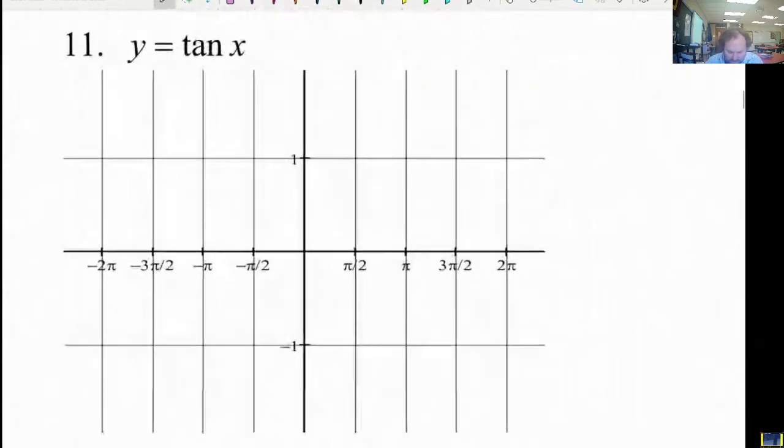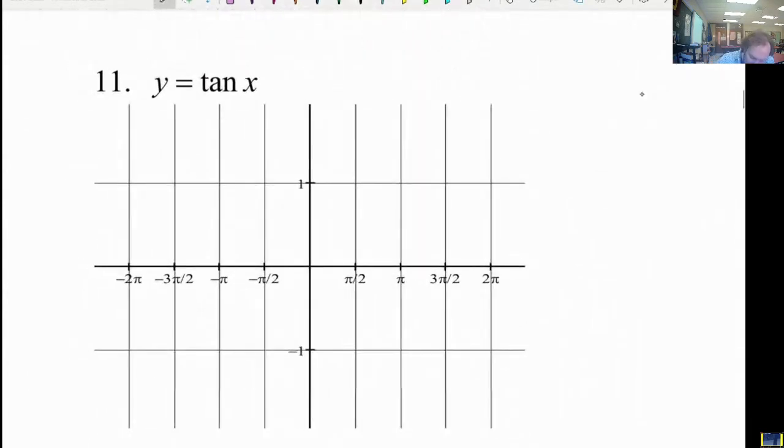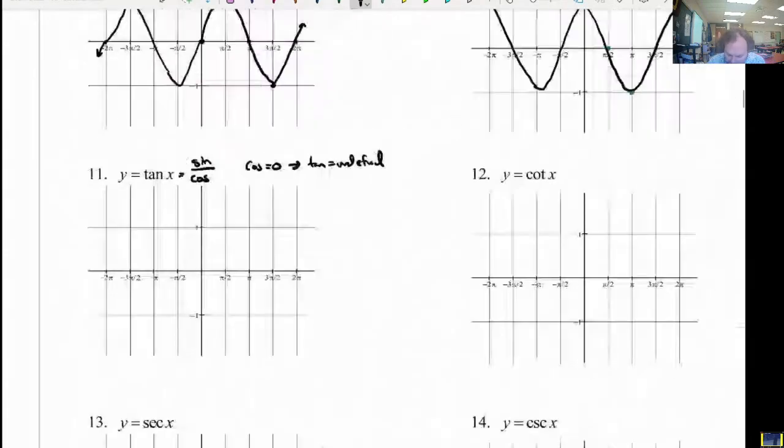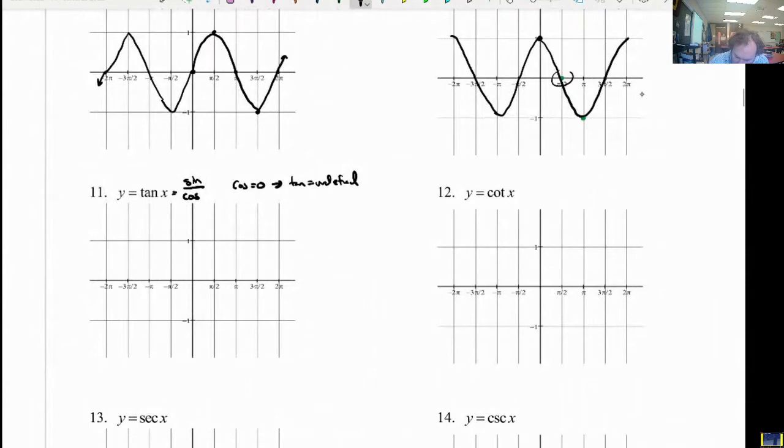Tangent has an interesting thing going on. Again, tangent is defined as the sine over the cosine. So we could compare the sine and cosine graphs. Basically, if cosine is 0, then tangent is undefined. Whenever cosine is 0, that happens at pi over 2, 3 pi over 2, negative pi over 2, and negative 3 pi over 2. You can go ahead and put asymptotes at those points because that is where your tangent graph does not exist.